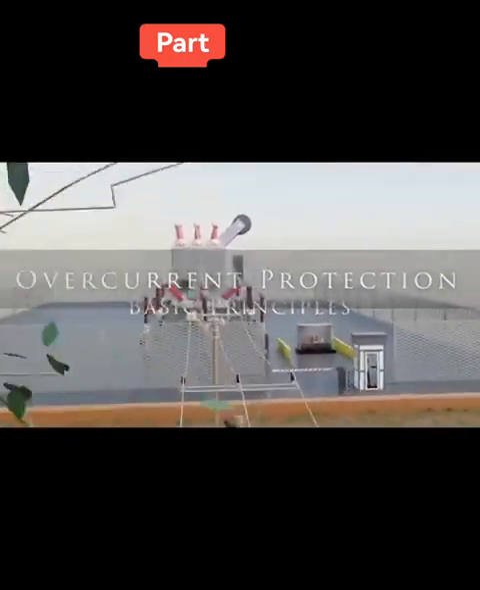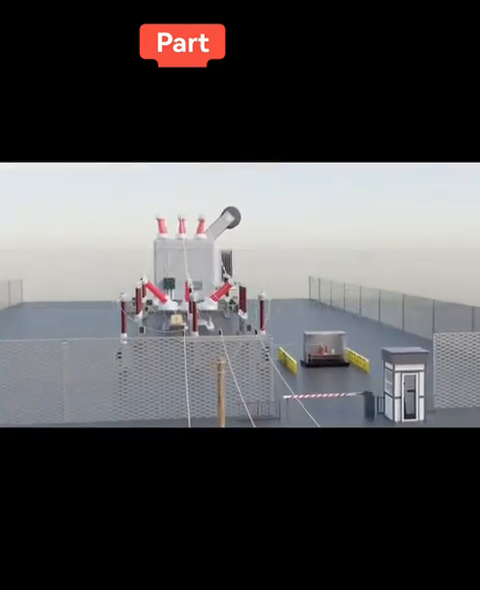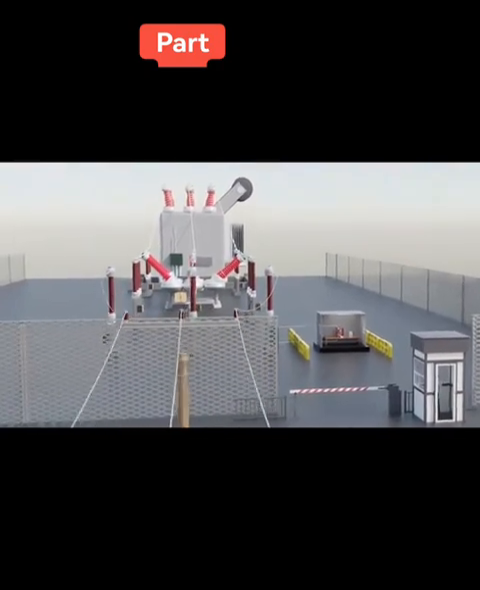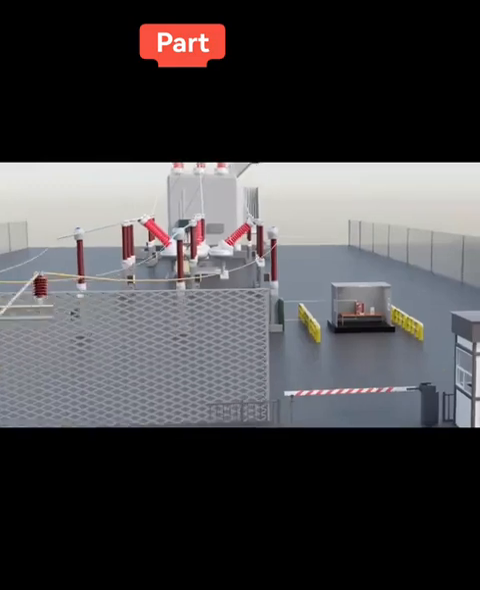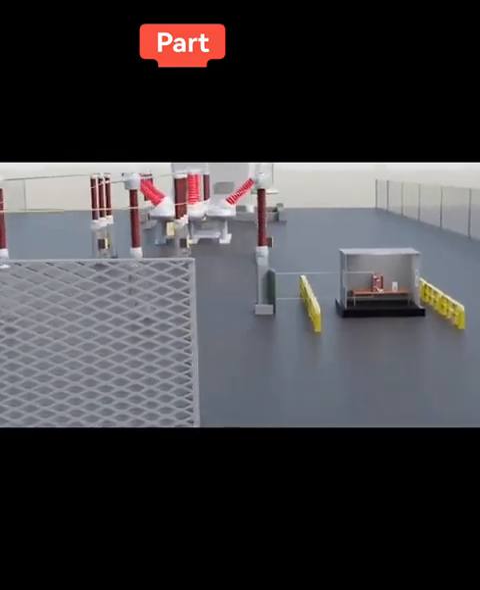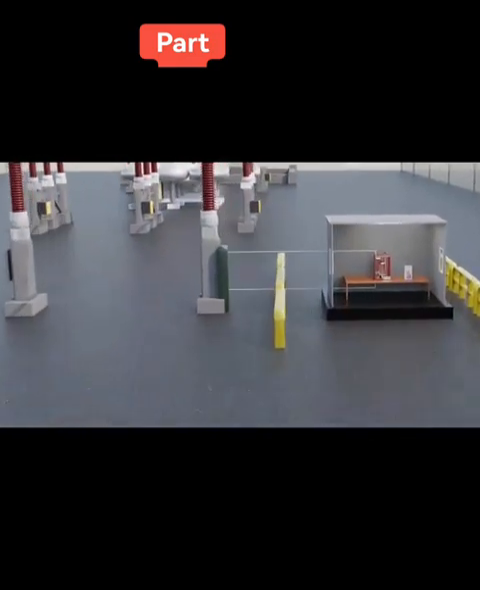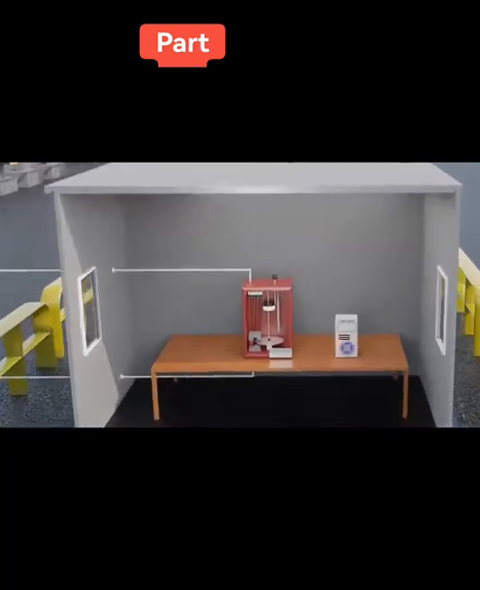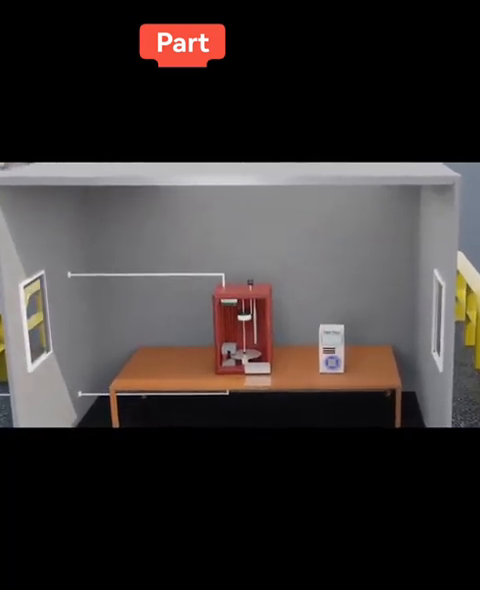Now, today we're going to be discussing overcurrent protection. And this is going to be a 2 or 3 part series because there's a lot to be learned. Overcurrent protection is often the first line of defense, protecting networks against faults. In this video, we're going to look at the basic principle of overcurrent protection.